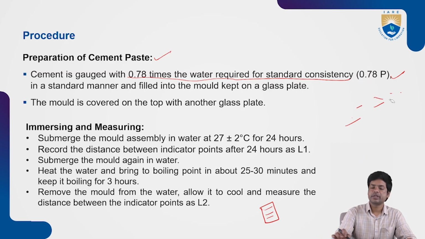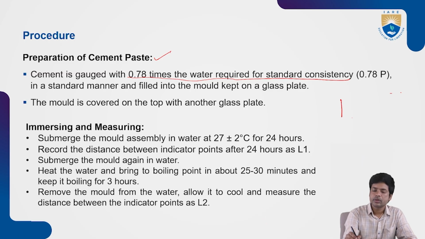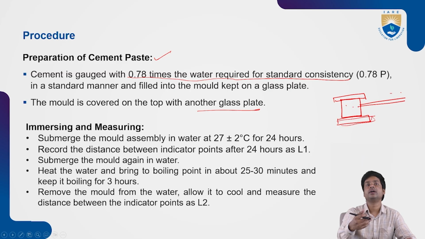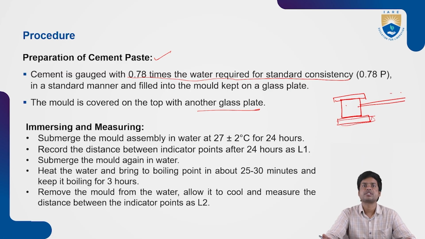After filling the mould with cement paste, keep the mould on the glass plate like this. Then on the top of the mould we also have to place one more glass plate, so the mould is covered on the top with another glass plate. This is the split cylinder, and below it we place a non-porous glass plate, to avoid transportation of moisture from the cement paste.